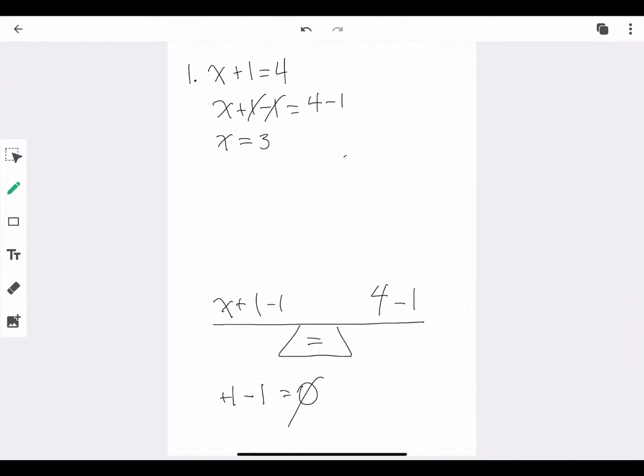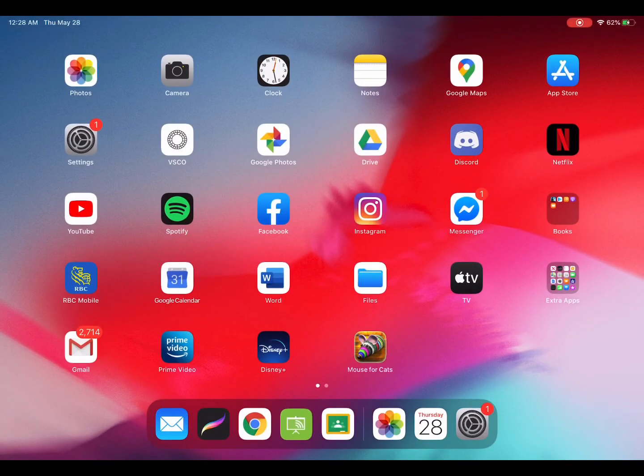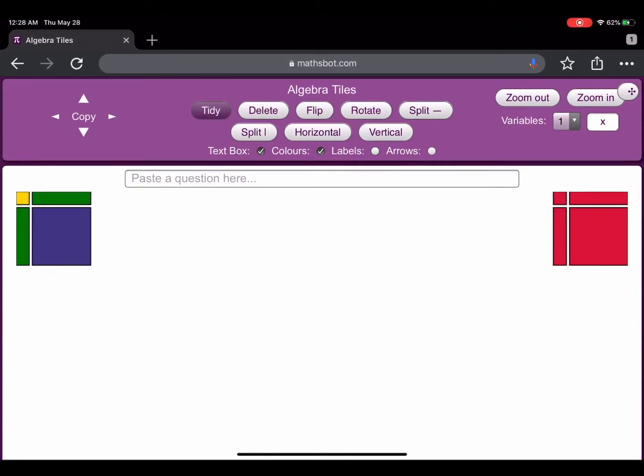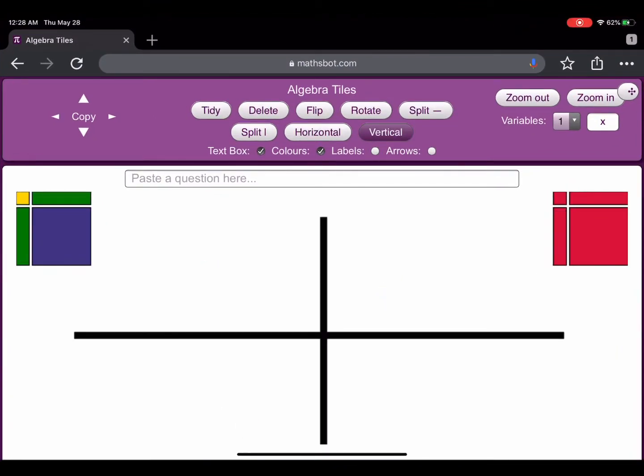Okay, let's go to another question. Question number 2. X minus 1 equals 5. Okay. Let's go to our pairs. Tidy it up. X minus 1 equals 5. So I have a positive x. There's my positive x. This time we have a negative 1. And on the other side, it says it equals 5. 1, 2, 3, 4, 5.